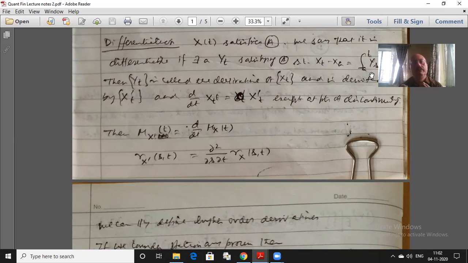So we understand differentiability through that: I have an underlying process, and if I integrate that, I will get back my original process. And then y_t will be called the derivative of x_t. And of course, keeping to the usual calculus convention, we will denote it by x prime t. So this x prime t is basically this y. And symbolically, even though directly writing this is complicated, we will write d/dt of x_t equal to x prime t, except at points of discontinuity.